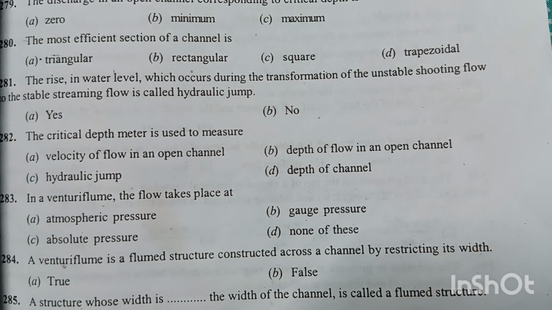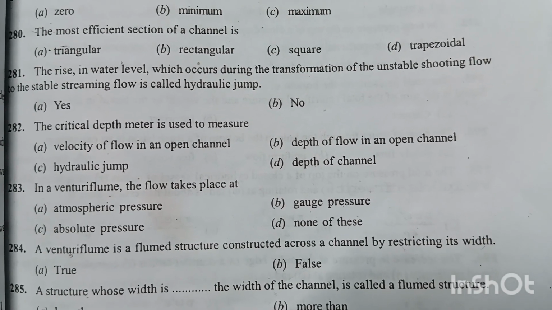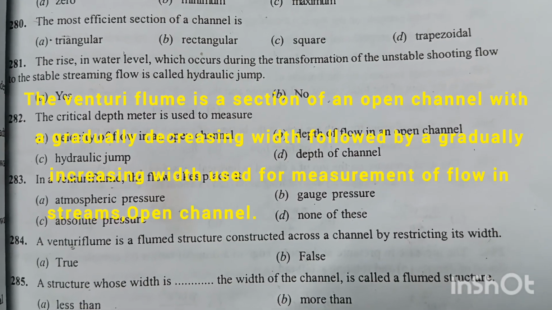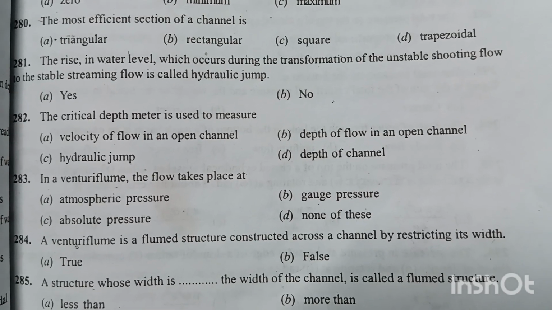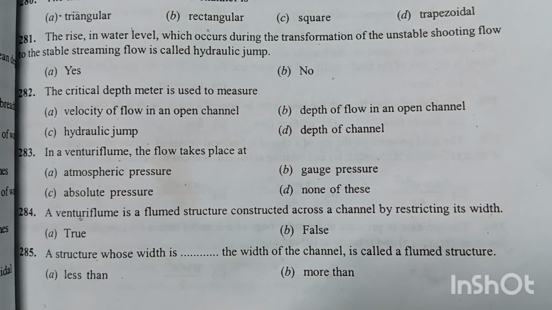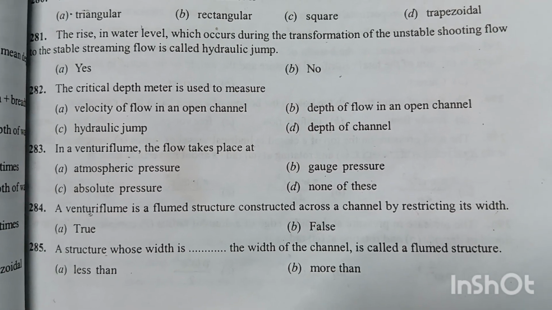Question number 282. The critical depth meter is used to measure the depth of flow in an open channel. Option B is right answer. Question number 283. In a venturi flume, the flow takes place at atmospheric pressure. Option A is right answer. Question number 284. A venturi flume is a flume structure constructed across a channel by restricting its width. Option A is right answer.